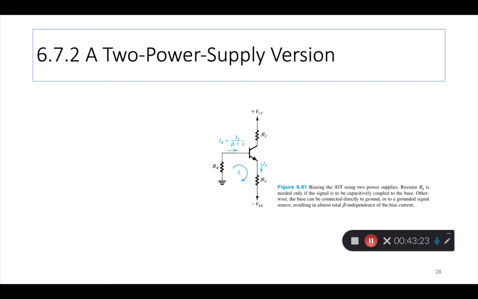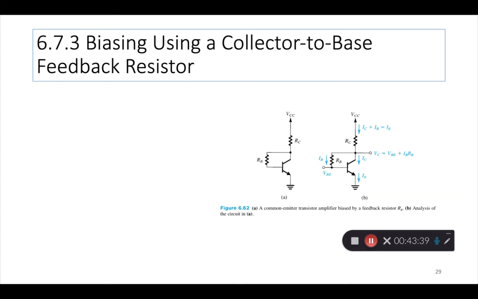There's also a 2 power supply version where this is plus VCC and the emitter power supply is different. This is more expensive obviously because you need 2 different power supplies, but it works better. Similarly, there's a third method where a resistor is used as a feedback resistor between the collector and the base. That's one method.